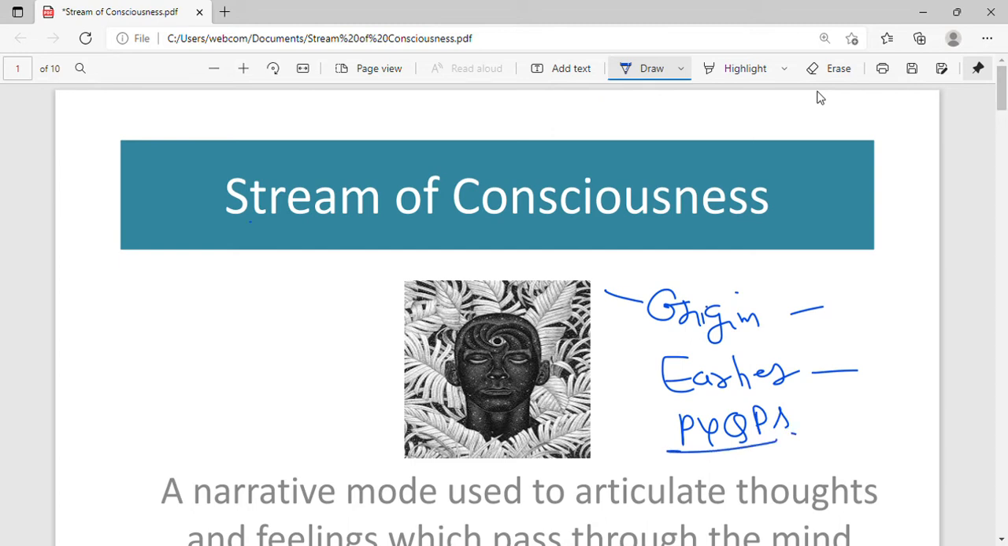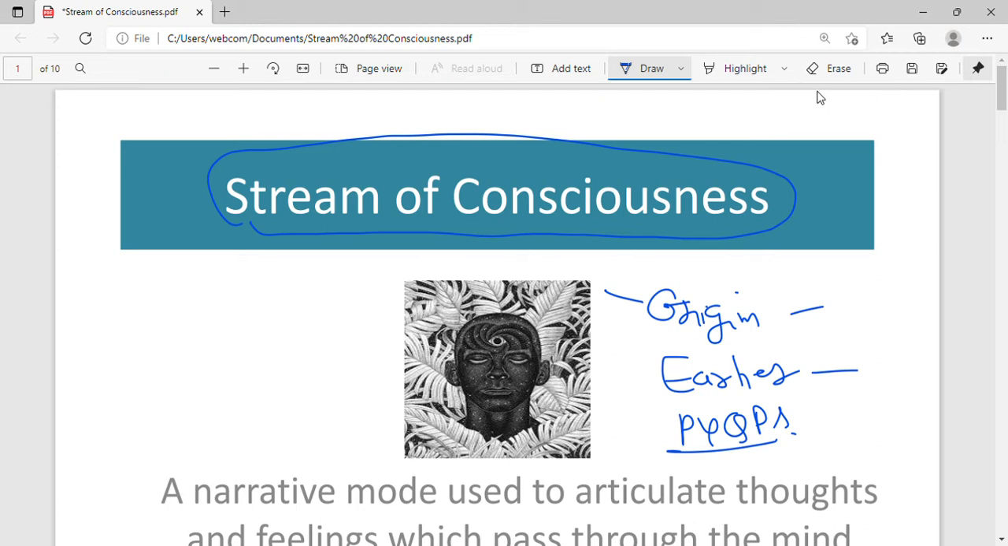Alright, so we know that stream of consciousness is a flow of our thoughts. This technique is a narrative used in novels or works of literature to articulate the thoughts and the feelings of a character, so we can know their inner side, what they think, and what that character is actually like.